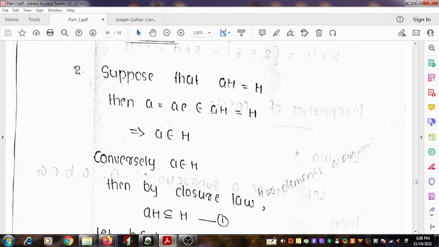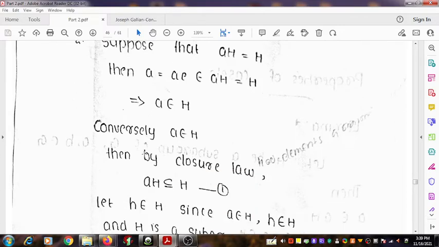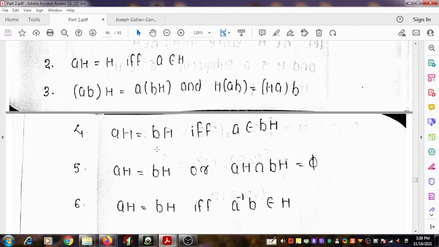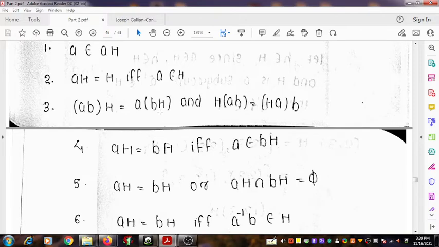Okay, then conversely, the statement is that if AH equals H, we want to show that A is an element of H. Initially we assumed that AH equals H, and then obtained that A is an element of H. For the converse, we have to begin with this statement. Suppose that A is an element of H.